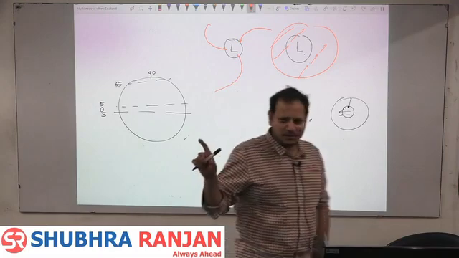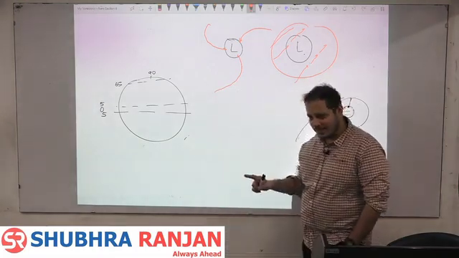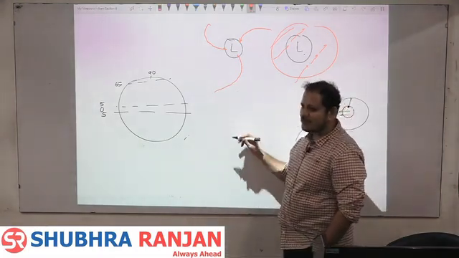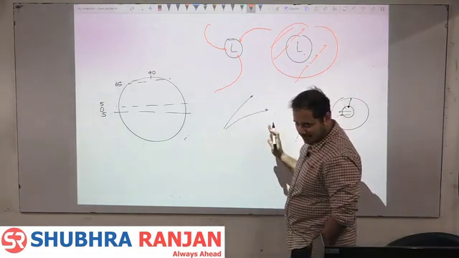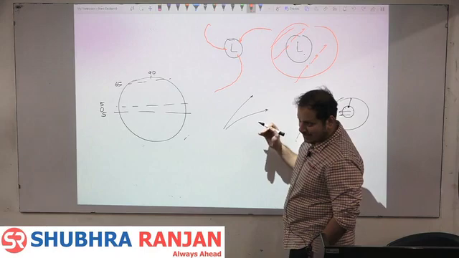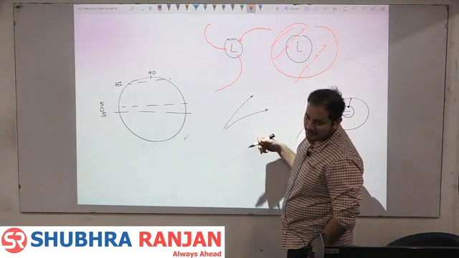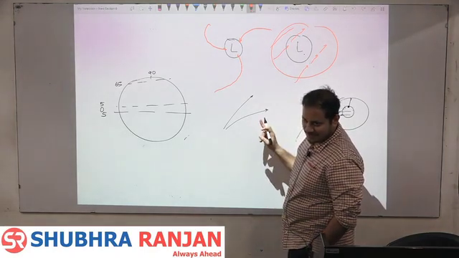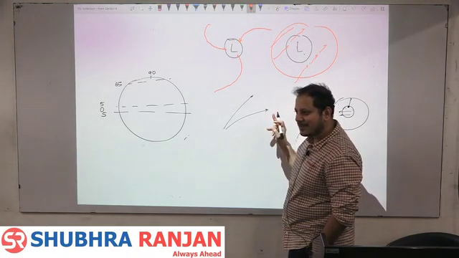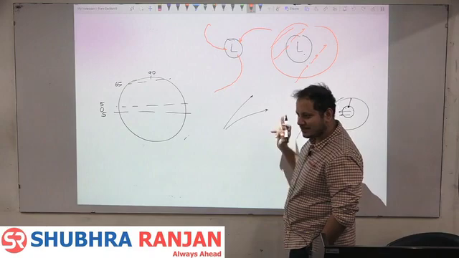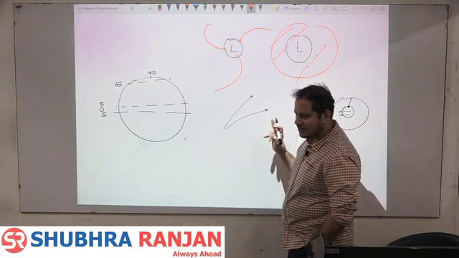Iska doubt is very common. Doubt ye hai ki jahan pe wind ka speed zyada hai wahan pe Coriolis force zyada lagega. Very right. If the velocity is greater, then deflection is greater. Fine? But deflection hoga ki nahi, it depends even on the rotation of the earth. Sirf velocity ke upar nahi.